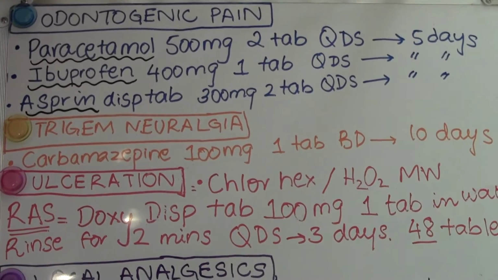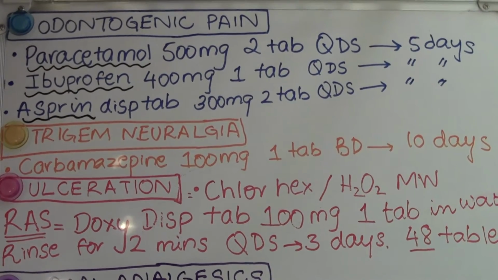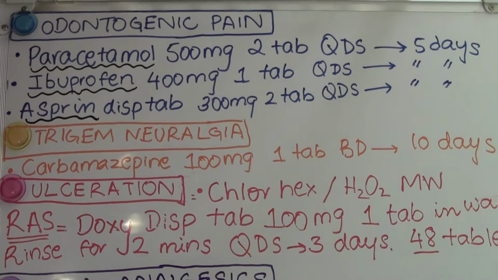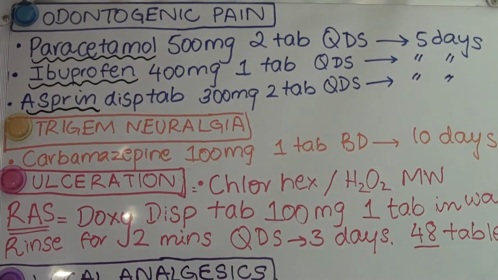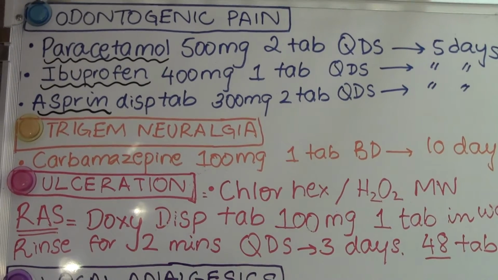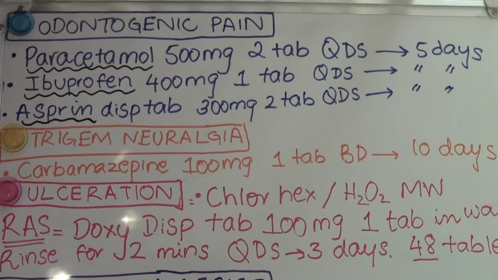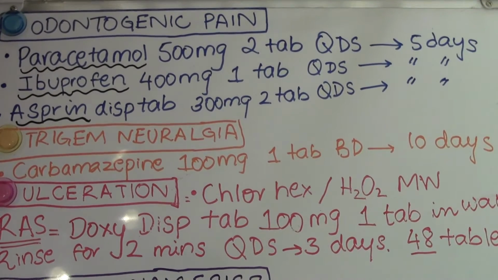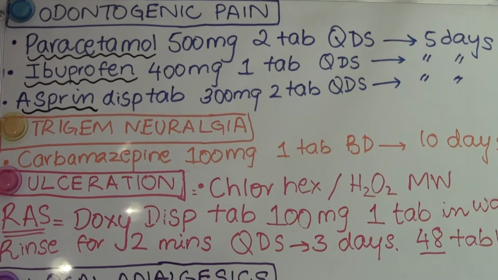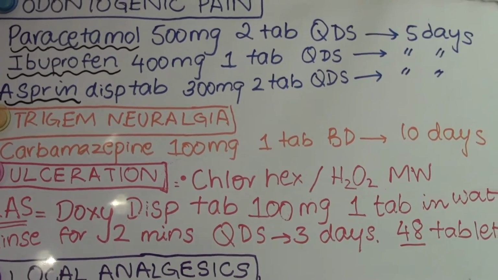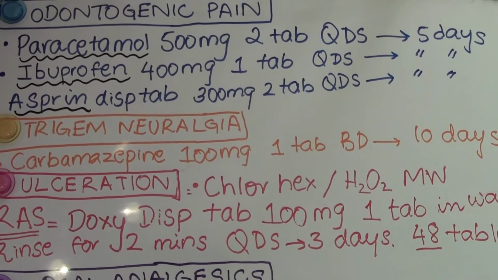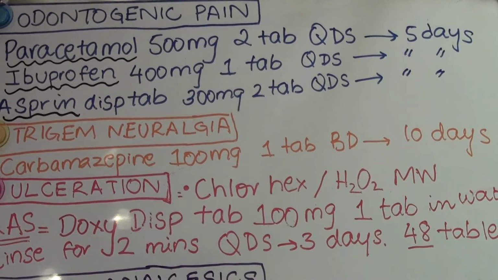Now coming to odontogenic pain, we generally either give paracetamol, ibuprofen, or aspirin. However, as I mentioned in the earlier video, we don't give ibuprofen or aspirin to asthmatic patients or any patients on warfarin because it can make it worse. So we give paracetamol instead. Generally, however, it is preferred that we give ibuprofen because it has an anti-inflammatory action, which paracetamol doesn't.